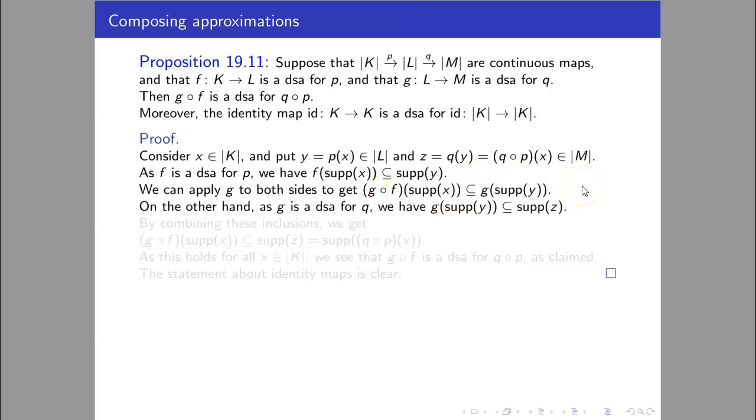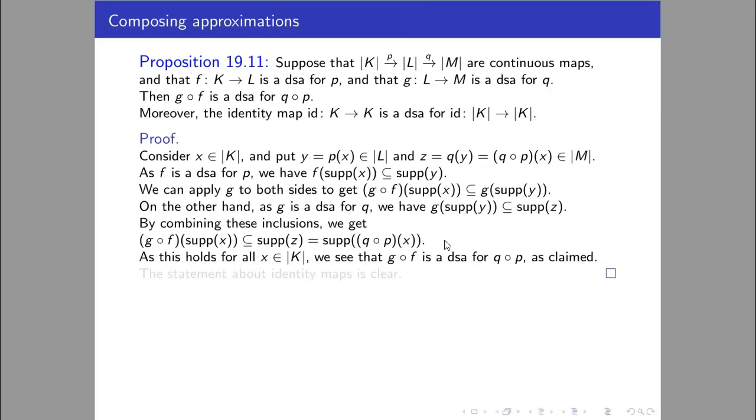On the other hand, G is a direct simplicial approximation for Q, and that means precisely that G of the support of y has got to be contained in the support of z. And so we just combine this conclusion with this one here. We see that G composed with F of the support of x is contained in the support of z, and z, remember, was Q composed with P of x, so we're saying that G composed with F applied to the support of x is contained in the support of Q composed with P of x. And that's precisely what it means to say that G composed with F is a direct simplicial approximation for Q composed with P, which is what we were supposed to prove.